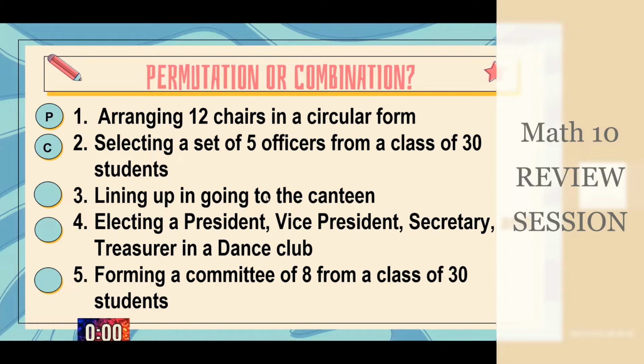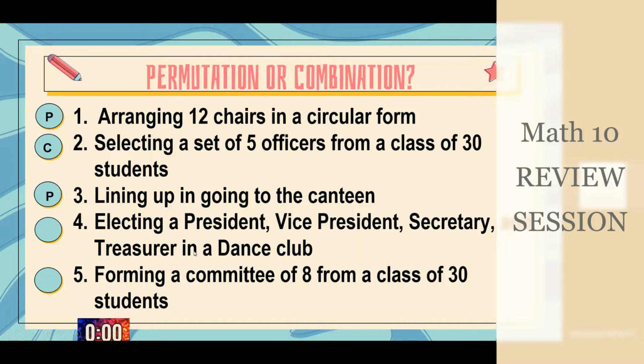What is that? When you line up, Jonas, lining up of people, lining up of students, what is that? Permutation or combination? Combination. Let's see, Jonas, are you with us? Combination ba? It's permutation, because when you line up, it's a straight line. It can be any order. So, it's permutation.